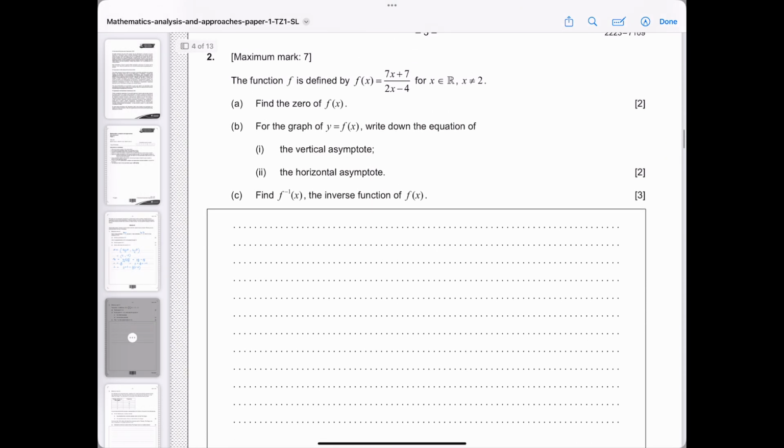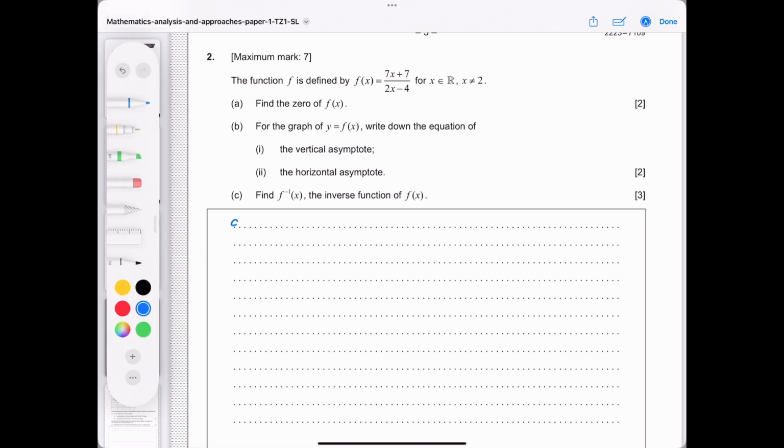Right, this is a function f of x, and it's (7x plus 7) over (2x minus 4). So find the zero of f(x). For part A, we're going to say 0 equals 7x plus 7, the top bit. That means -7 equals 7x, so x equals -1.